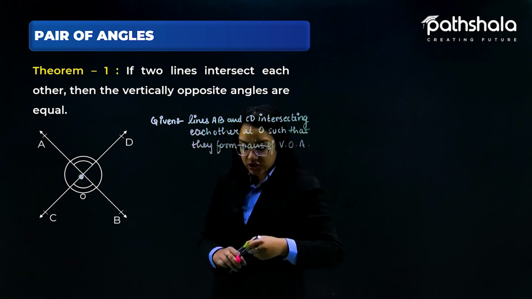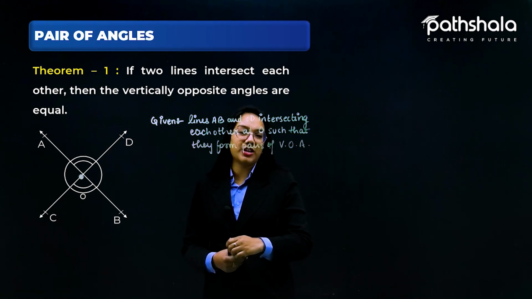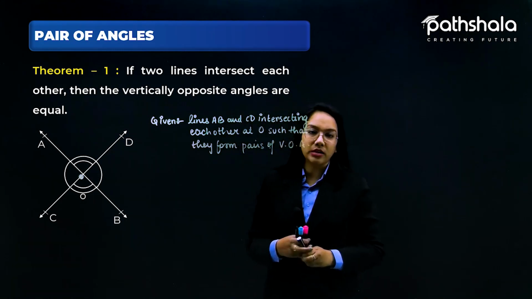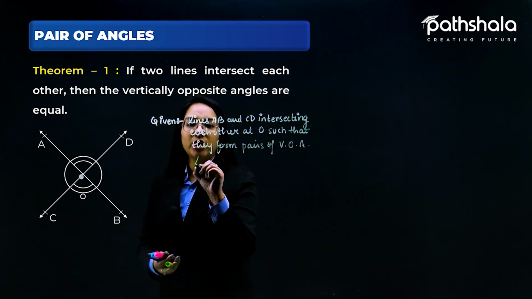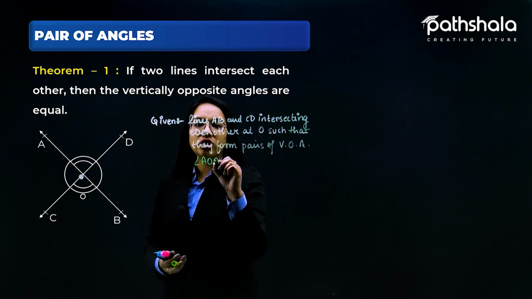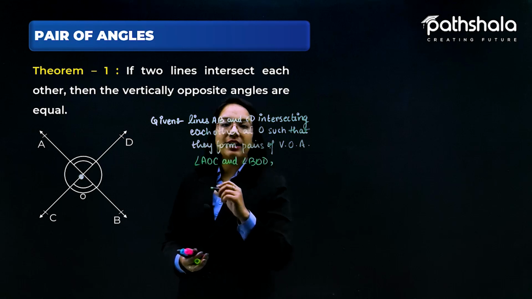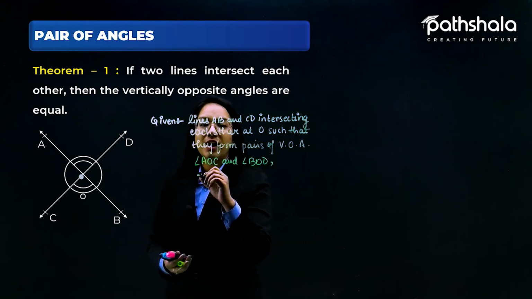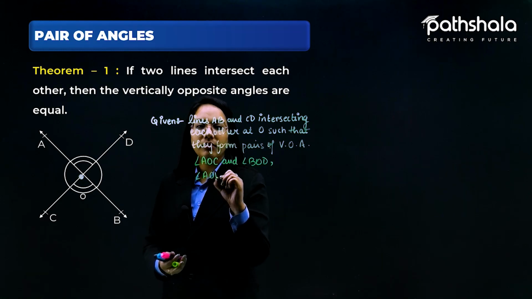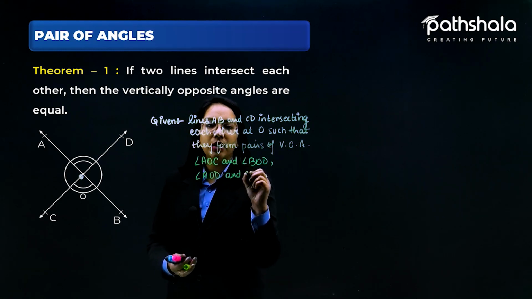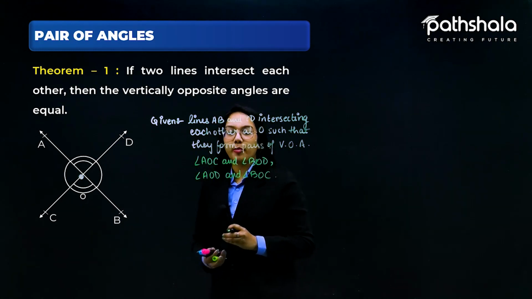Let us suppose I'm writing vertically opposite angle as VOA, which represents vertically opposite angles, and they are of the form: the vertically opposite angles are AOC and BOD, and the second pair is AOD and BOC. These are the two pairs of vertically opposite angles.